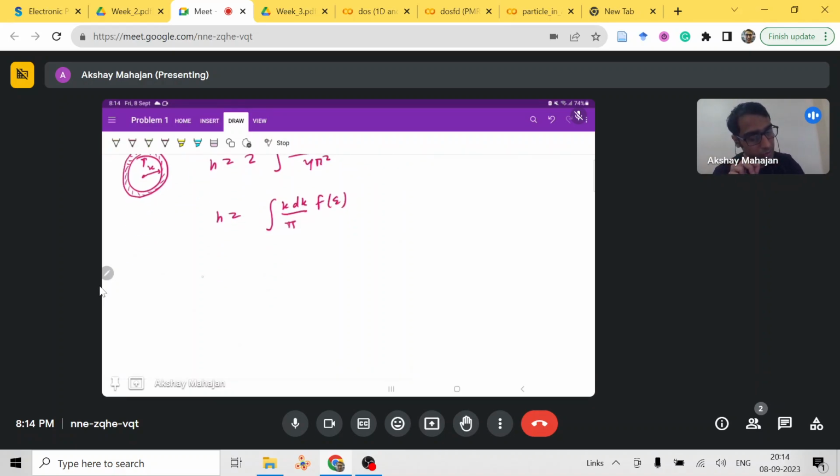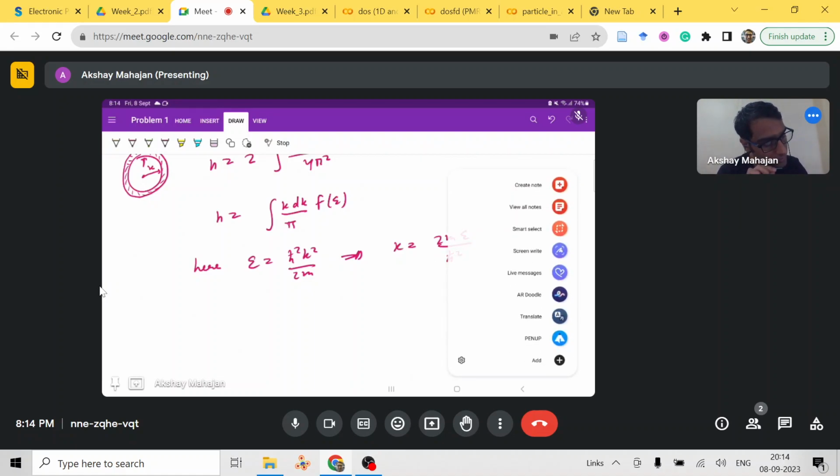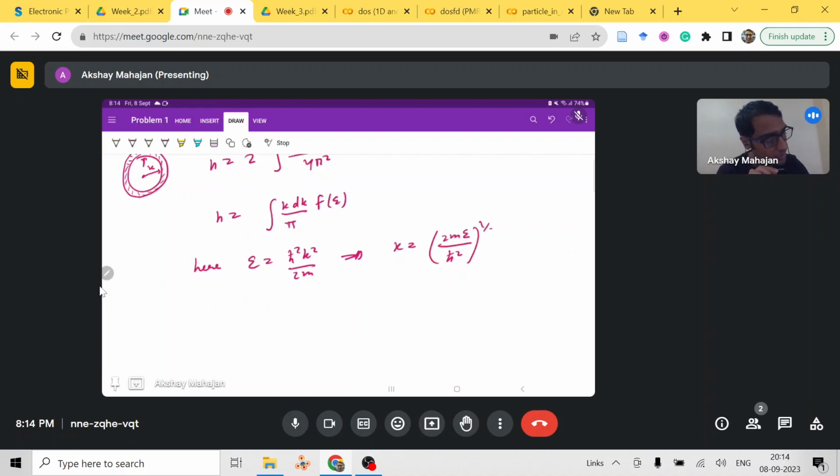Now again we will go from the k integral to the energy integral. We know energy is given by h bar square k square by 2m. So from here I can write k equals 2m epsilon upon h bar square, whole to the power 1 by 2. That will be k.